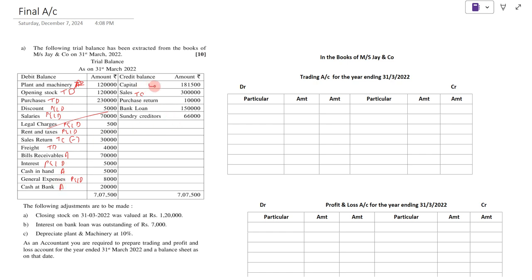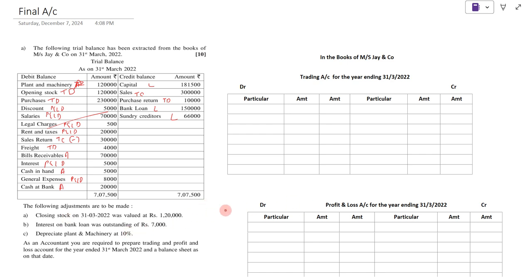Now capital, liabilities. Sales we will write in trading account credit side. From this sales we have to less the sales return, that is rupees 30,000. Then purchase return, trading account debit side. From these purchases we have to less the purchase return. Then bank loan, liabilities. Sundry creditors, liabilities.